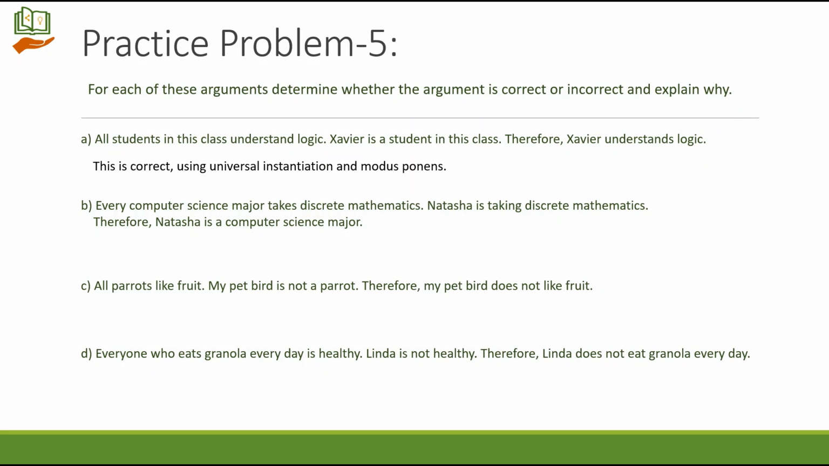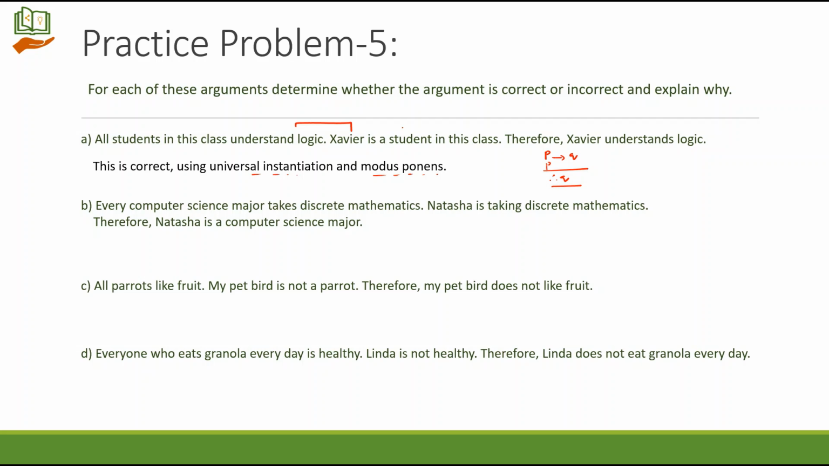So, all students in this class. So, Xavier is a student in this class. So, from these two, I can go for universal instantiation. So, Xavier is a student in this class will be P. Understands logic will be implies Q. And now we have Xavier is a student. From this we can say therefore Q. This is modus ponens.